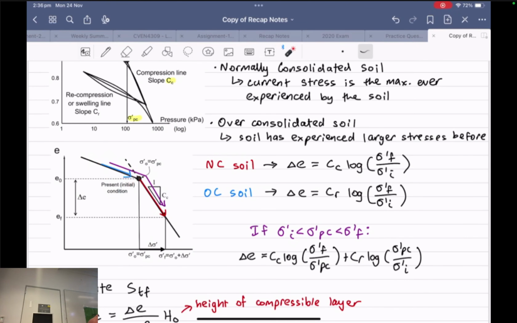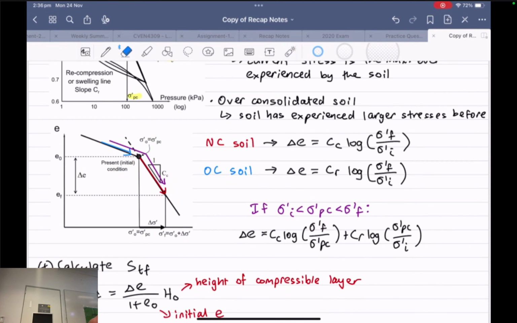And then when you're dealing with normally consolidated soil, you're over here, right? You're past sigma dash PC. And the gradient here is CC, so that's equal to CC times log sigma dash F over sigma dash I. This will make more sense when we do a question. It's very theoretical right now. But the third case is when your sigma dash I is less than and sigma dash F is greater than sigma dash PC. So that's when your consolidation goes like this. You're going across both gradients, so you have to use both. You have to use CR here and CC here in order to get the difference. And that's what this is.